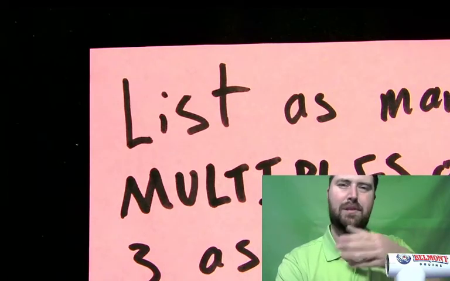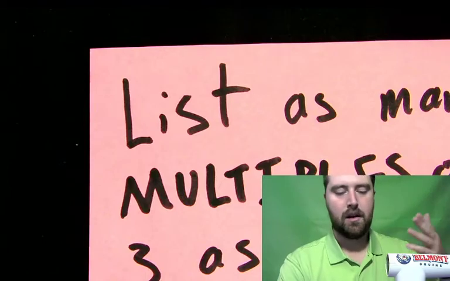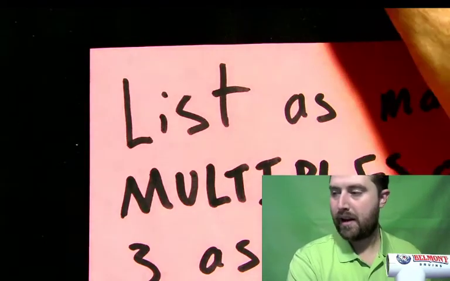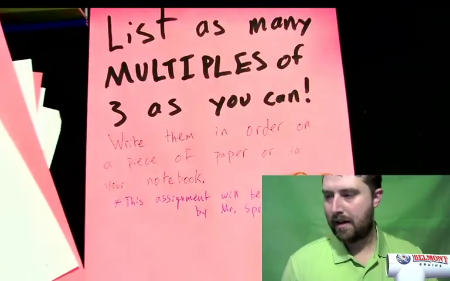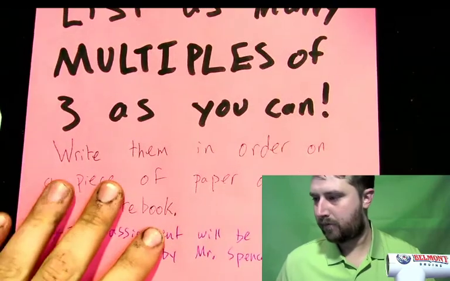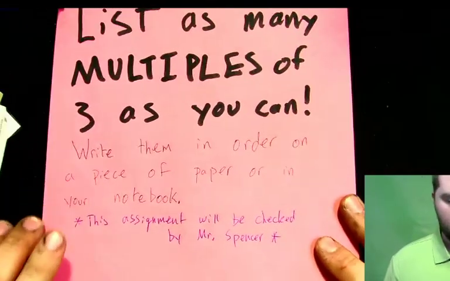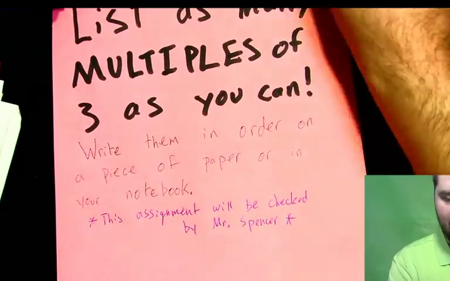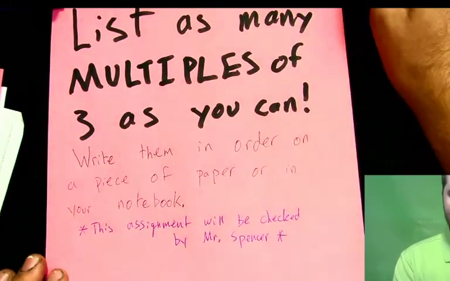Multiples are the same as counting by a certain number. So if we were counting by 5, it would be 5, 10, 15, 20, 25, 30, 35, 40. But you're going to have 1.5 minutes to take on this sprint. I'm going to move myself out of the way here. We're going to list as many multiples as we can of 3. Write them in order on a piece of paper or in your notebook, and this assignment will be checked by me. You have 90 seconds, 1.5 minutes, and go.